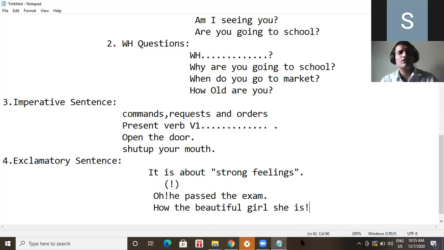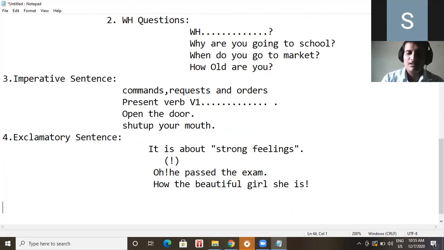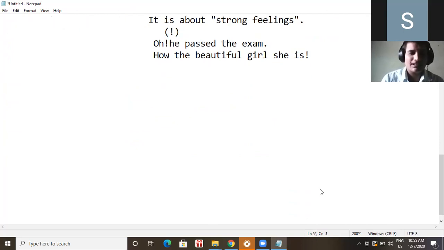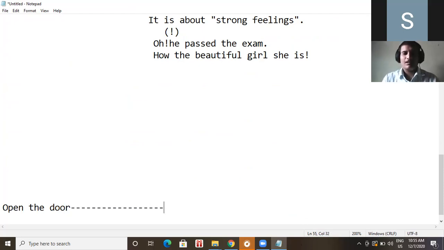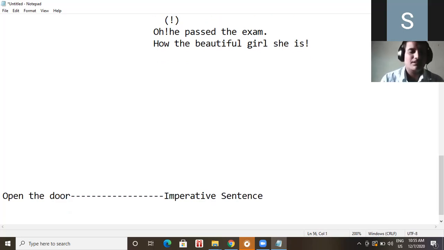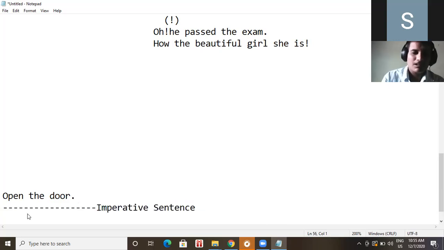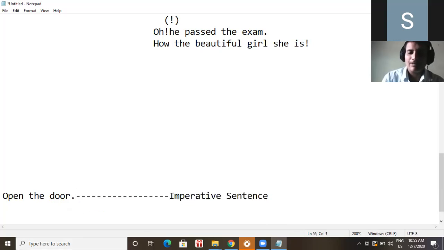This is about sentences and types of sentences. Okay. I will say one example. Open the door. What is this sentence? Tell me. Yes, right, this is imperative. Next, because it starts with present verb and ends with full stop. And this is called an imperative sentence.